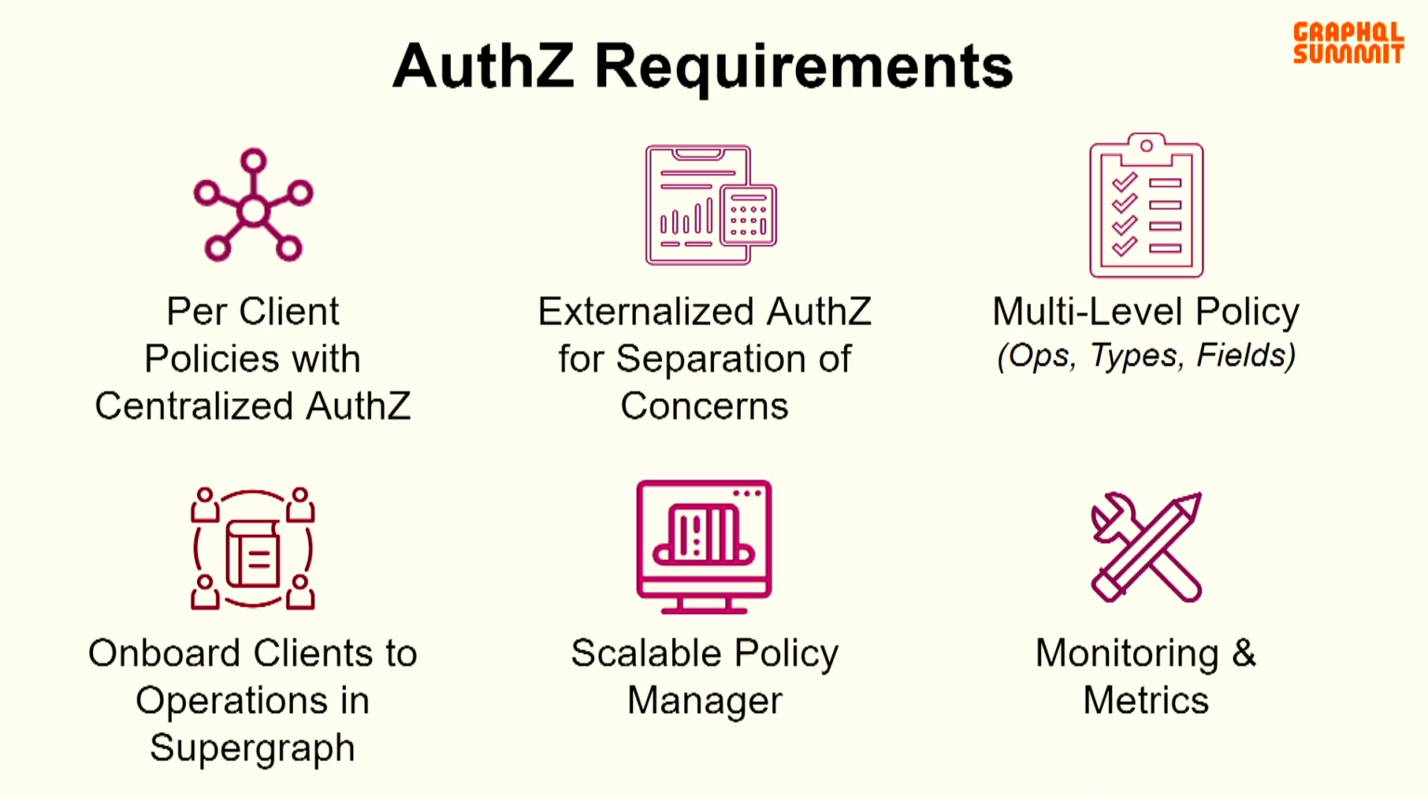Another thing that we wanted to clearly maintain is a separation of concern, where the policy manager is acting as a decision engine, but leaves the enforcement to the router. We also wanted to set up a policy manager which can support multi-level policies for a client, meaning policies at operation level, type level, and field level. We'll look at it more in detail in the next slide. And we also wanted to have a mechanism where whenever a client onboards to the Supergraph, these clients are notified to the subgraph teams who will be resolving the traffic, so that they are also notified upfront.